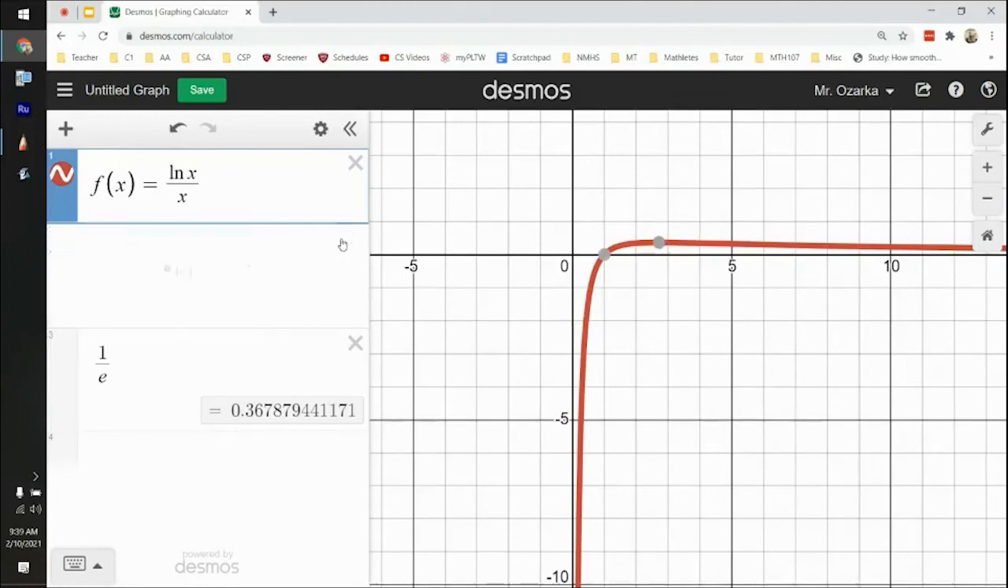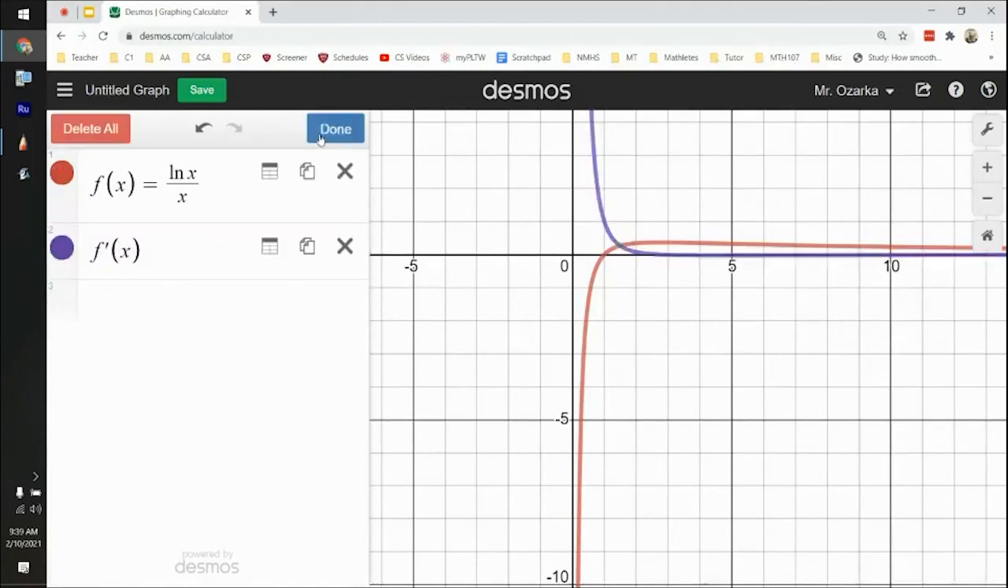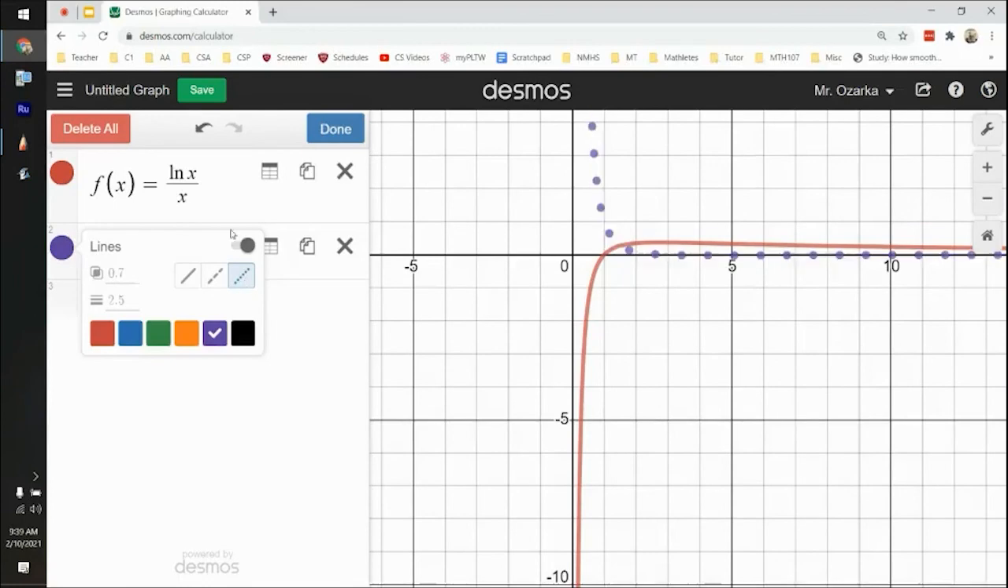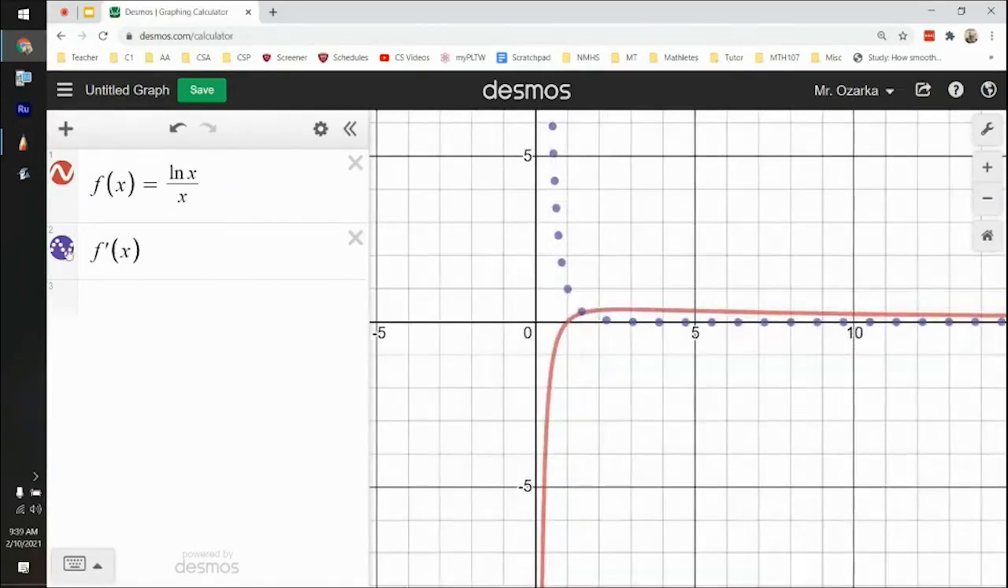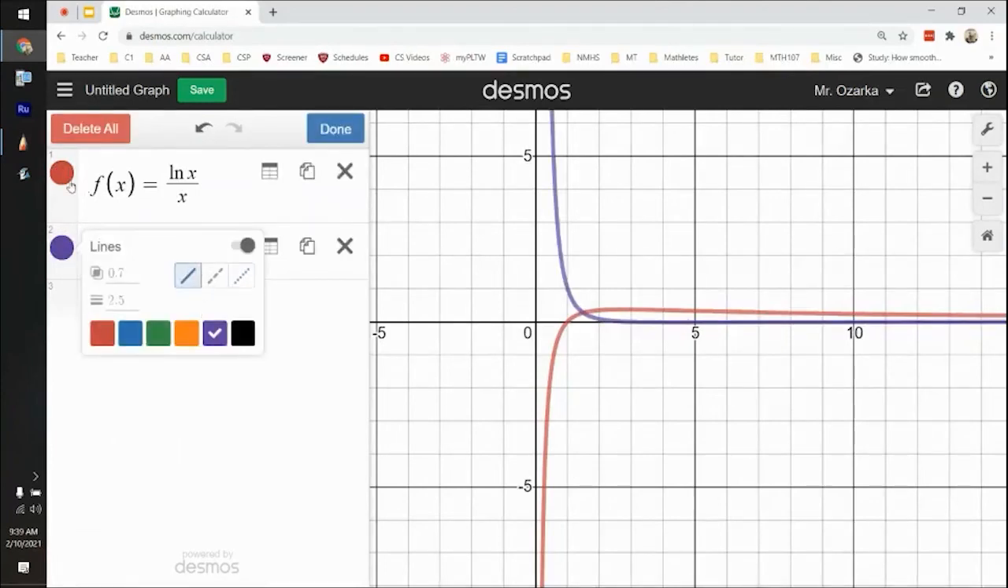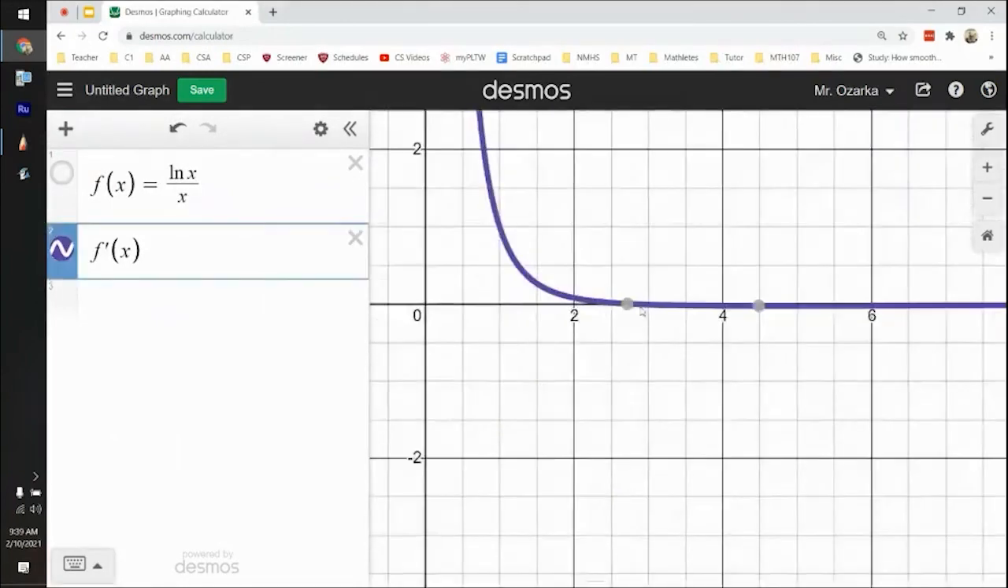Check this out though. Desmos allows you to do this, and so does your actual graphing calculator. You can just graph the derivative right on top of it. What I like to do is make it dashed so you can tell the two apart a little bit. Never mind, I don't like it for this one. What I'm going to do is just turn off the original and keep the derivative on there. And if you notice, the derivative is equal to 0 right there at e. The x value is e and the y value is 0, which is exactly what we wanted.